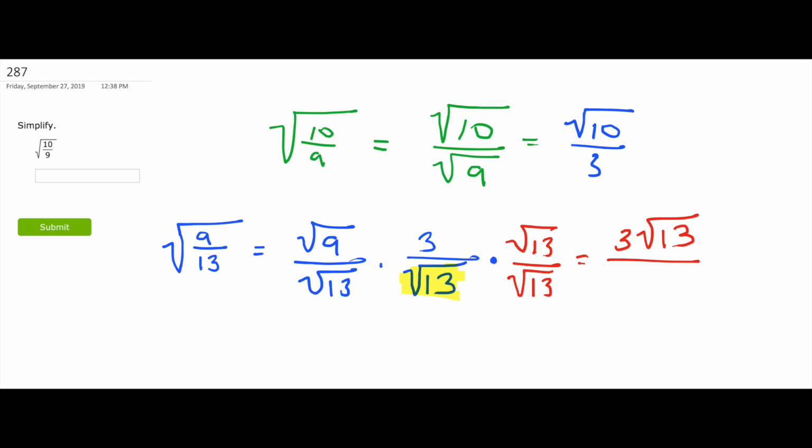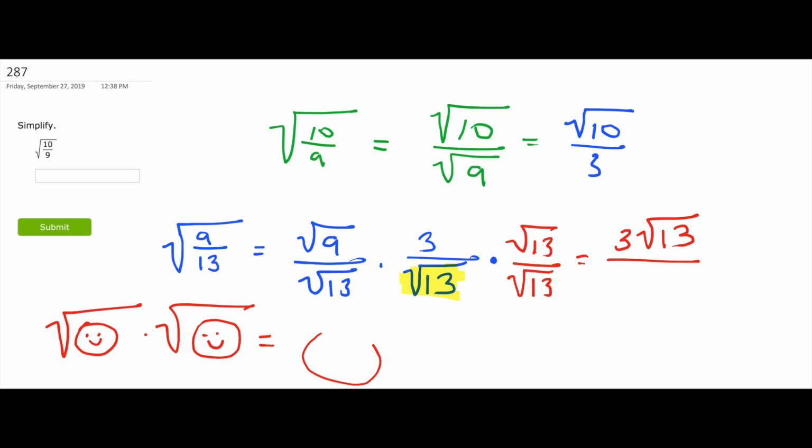This is dueling fractions. Yes, but do you know the happy face rule? The happy face rule is the square root of happy face times the square root of happy face is just happy face. So on the bottom, what is it? 13, because it's really the square root of 169, and then you punch the square root of 169 into the calculator, and that's just 13. And you're just going across the bottom because it's multiplication.